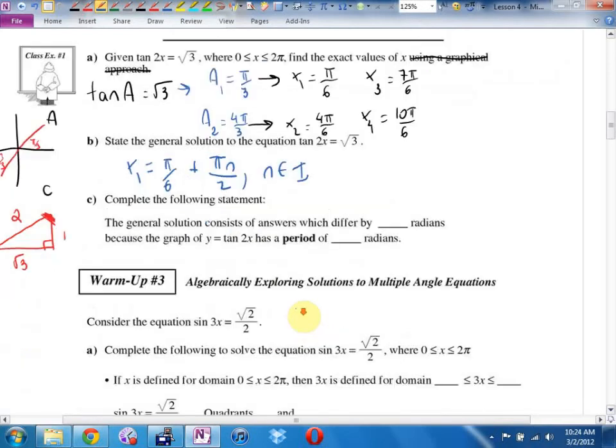Complete the following statement. The general solution consists of answers which differ by blank radians because tangent 2x has a period of blank radians. I think they differ by pi by 2 radians because the period is pi by 2 radians.